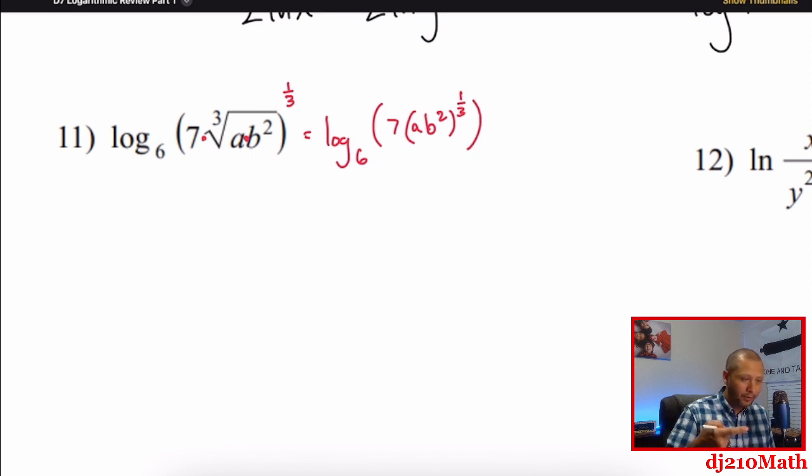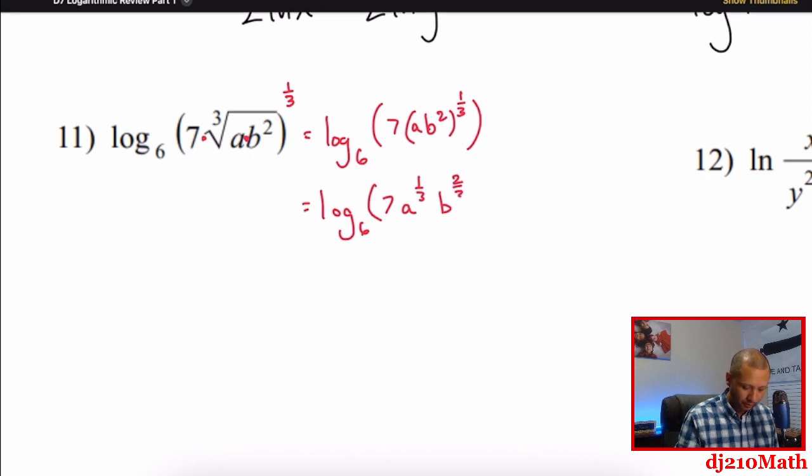Now I'm going to apply the 1/3 to each the a and the b squared. The 1/3 never sees the 7. It's only applied to the a and the b squared. So this is still the rewrite step. We haven't actually started anything yet. So 7, a to the 1/3 power, b. Power raised to a power, you multiply. So 2/3.